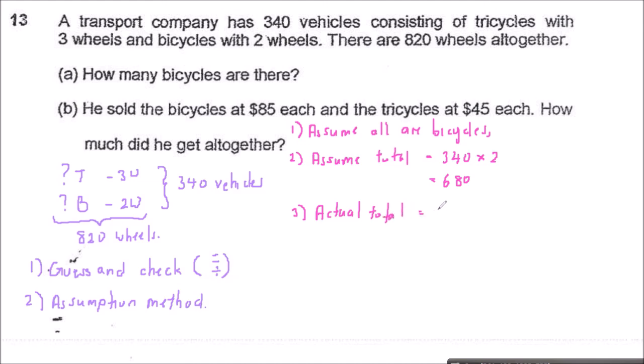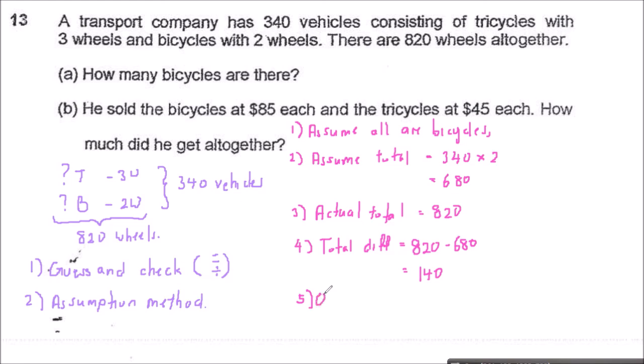Okay. Number 3, what is the actual total? The actual total is actually 820 wheels, right? Okay, this is stated in the question. Number 4, can you find the total difference? Okay, so that will be just 820 minus 680. So I have 140.